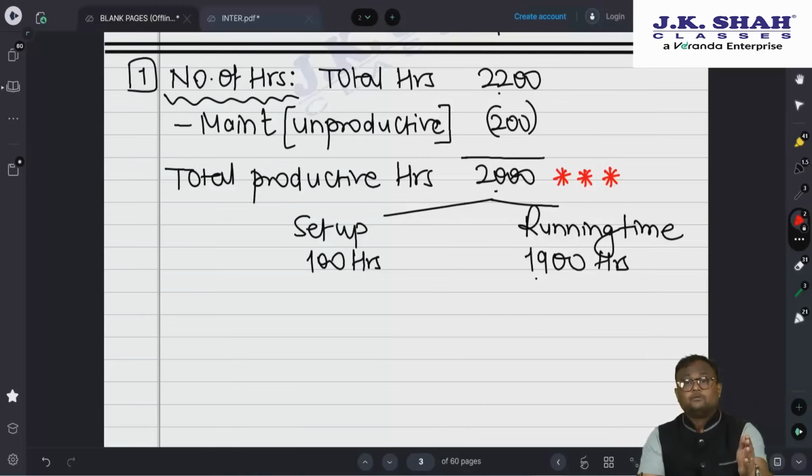So setup and running are 2 different things, but both are productive. Both phases are productive, so both should be charged to the customer.